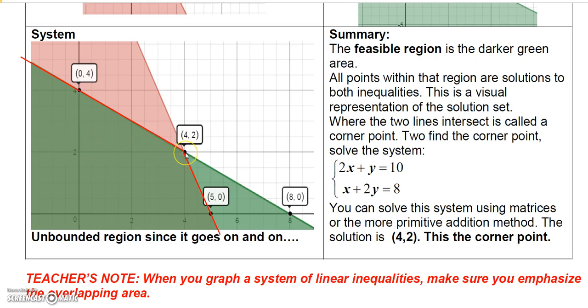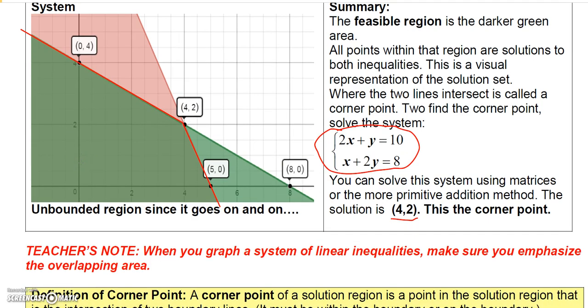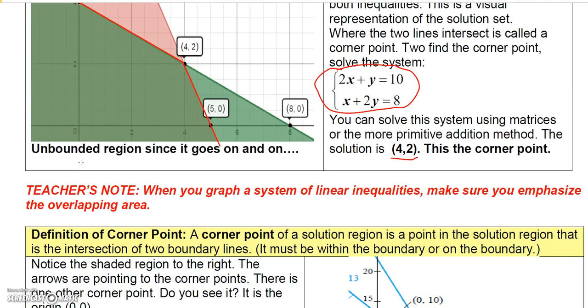Okay, now how did I get this 4.2? Well, that was easy. Remember, one of these lines was 2x plus y equal 10. The other line was x plus 2y equals 8. So basically all I had to do was solve the system that makes up that point, and that's how I got the 4.2. So again, solve that system of equations either using the elimination method, or you could use matrices, and you'll get that 4.2 is that point.